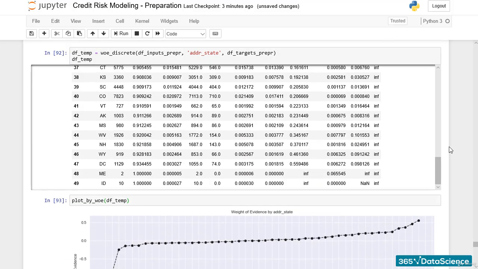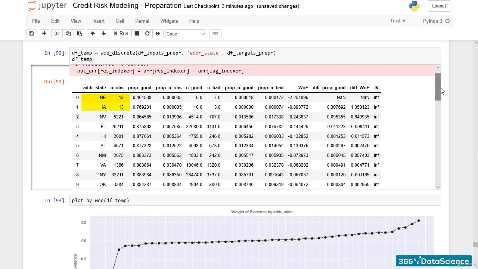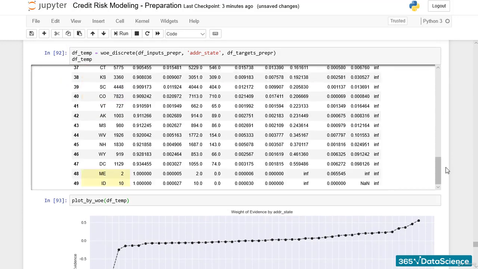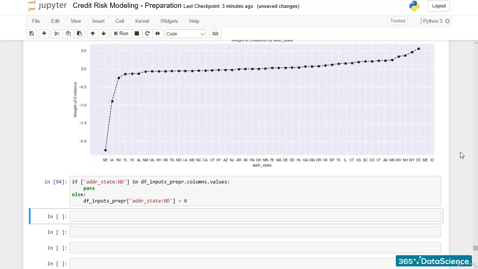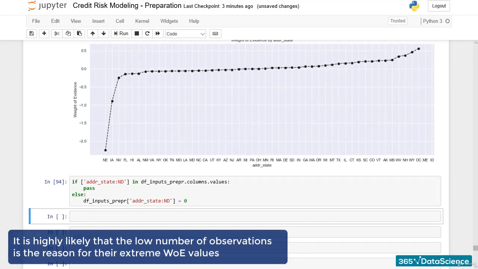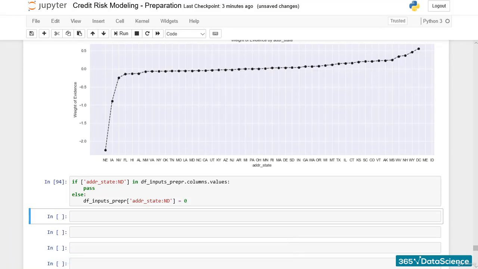Looking back at the results table, we can see that the first 2 and the last 2 states actually have very few observations. It doesn't make sense to leave them in separate categories. Besides, it is highly likely that the low number of observations is the reason for their extreme weight of evidence values. So we'll include these states in the first, the worst, and the last, the best category respectively. Now let's focus on the other 46 states.